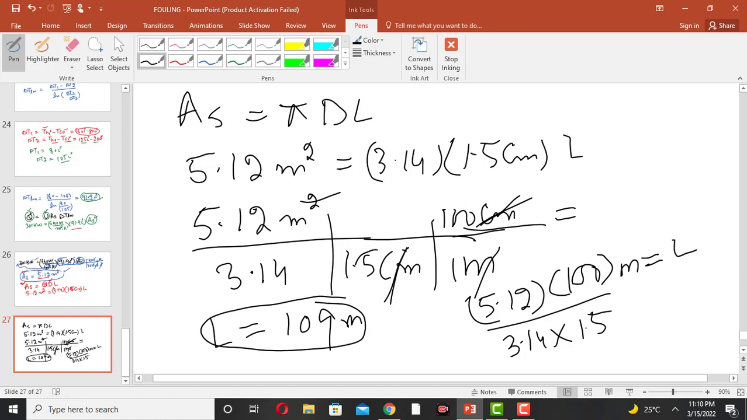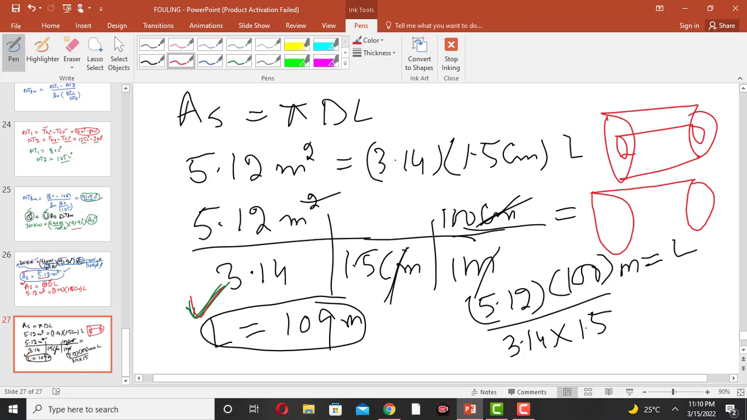Again, this is a very long tube for the shell and tube heat exchanger. So in order to overcome this problem, we should use a multi-pass shell and tube heat exchanger. For example, this is a shell. So we can use multi-pass of the tube in the shell and tube heat exchanger to reduce this long length of the tube in the heat exchanger.